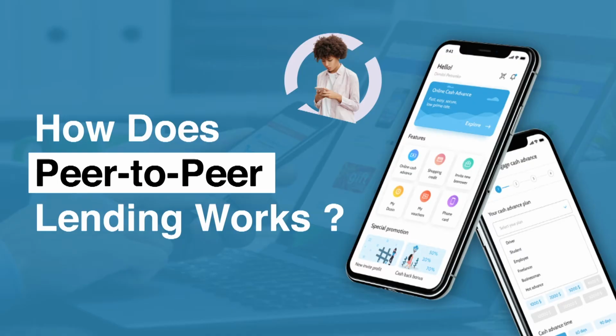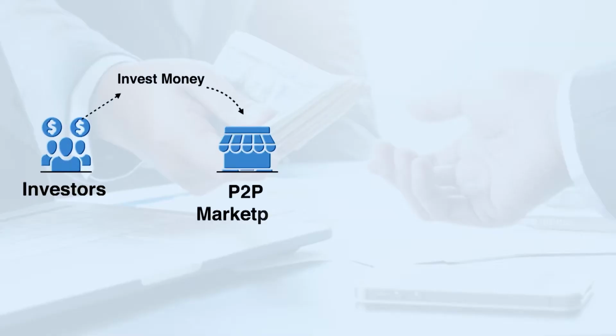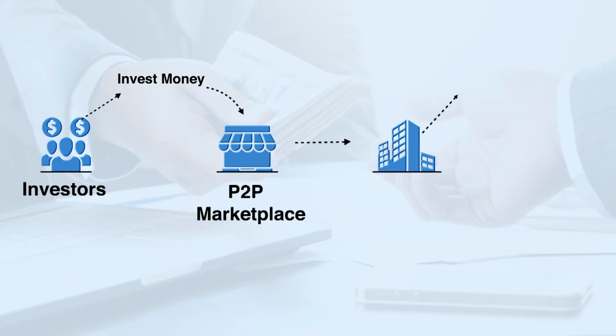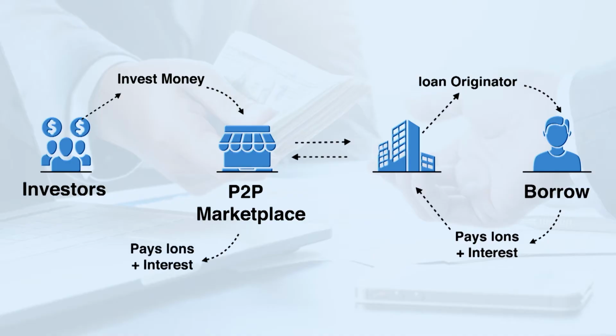Now next, let's look into how peer-to-peer lending works. First, an investor puts their money in a P2P marketplace. Then the money is sent from the P2P marketplace to a loan originator, and then that loan originator sends the money to the borrower. Then the borrower returns the money with additional interest to the loan originator, who transfers that money back to the P2P marketplace. And then the P2P marketplace deducts the fees and returns the funds to the investor account.